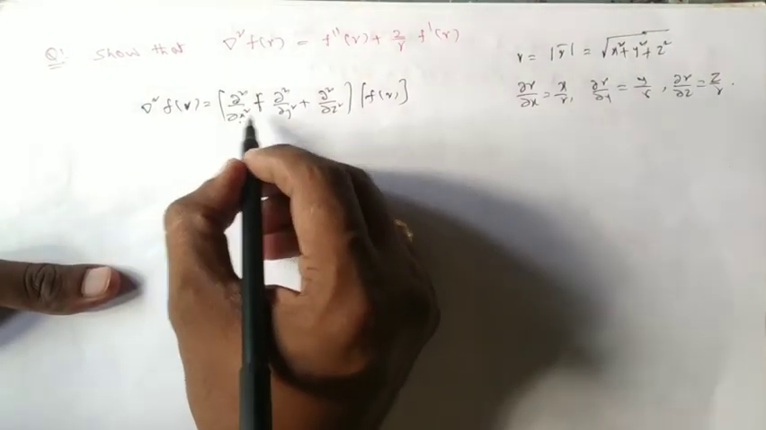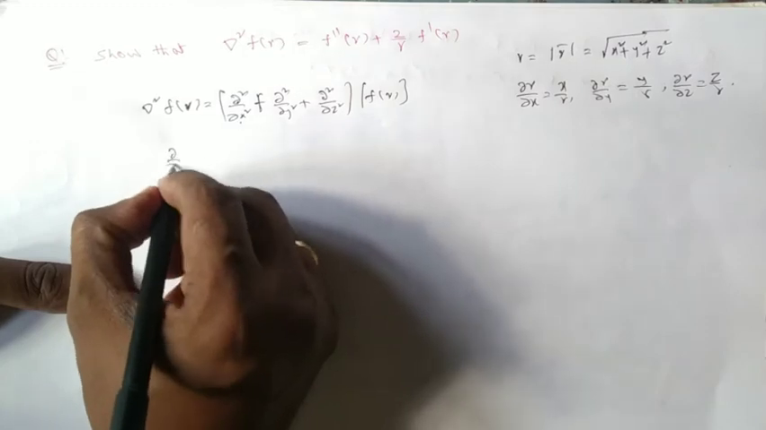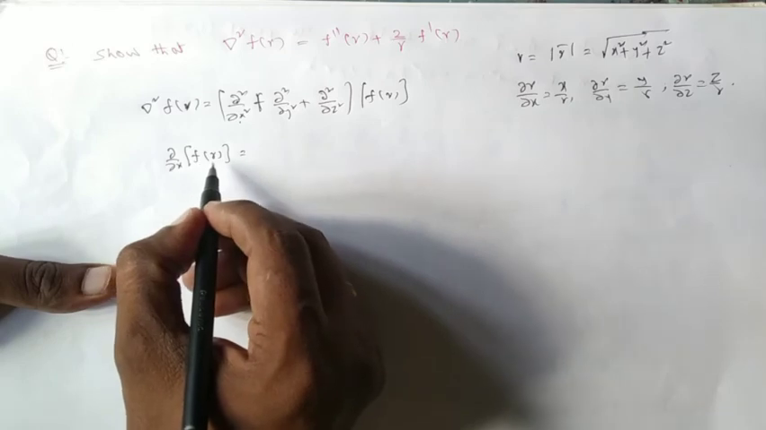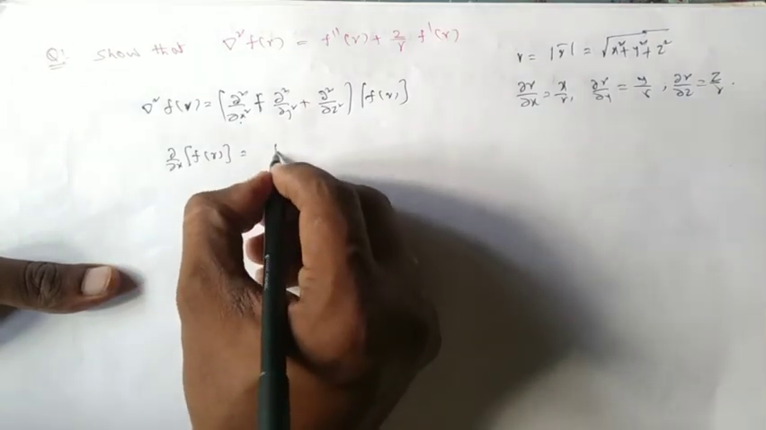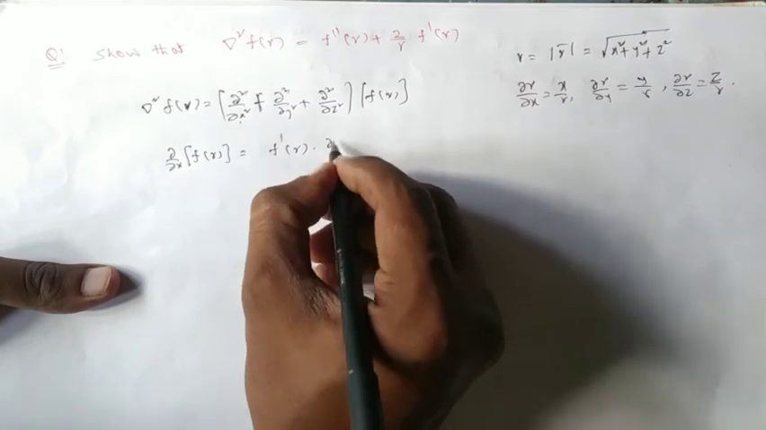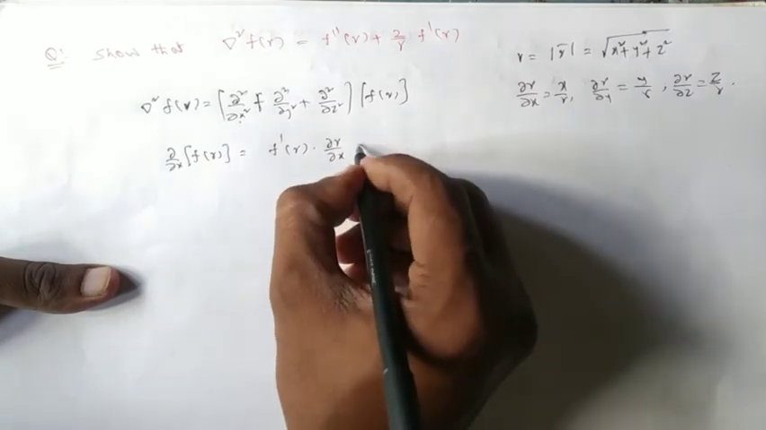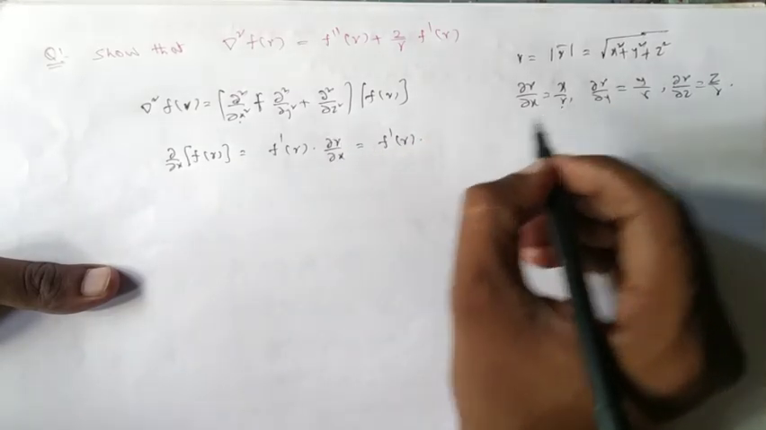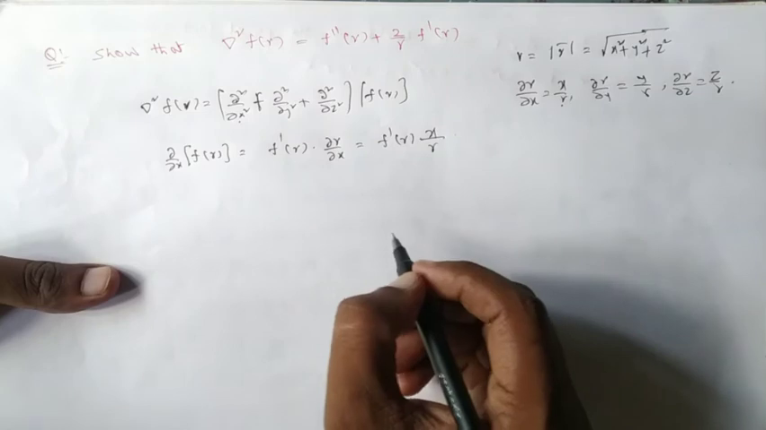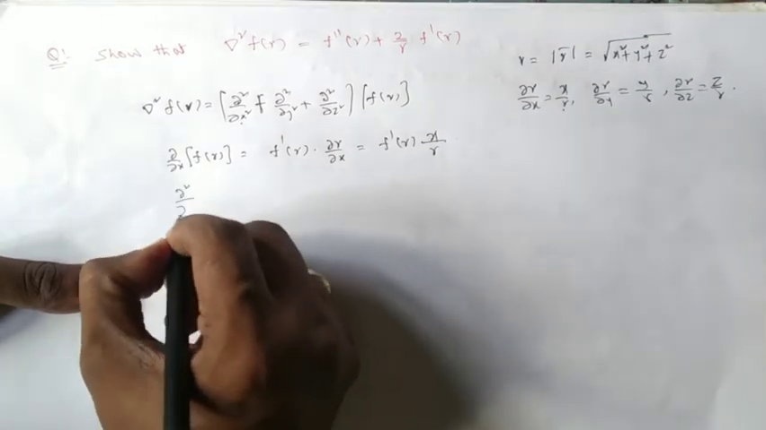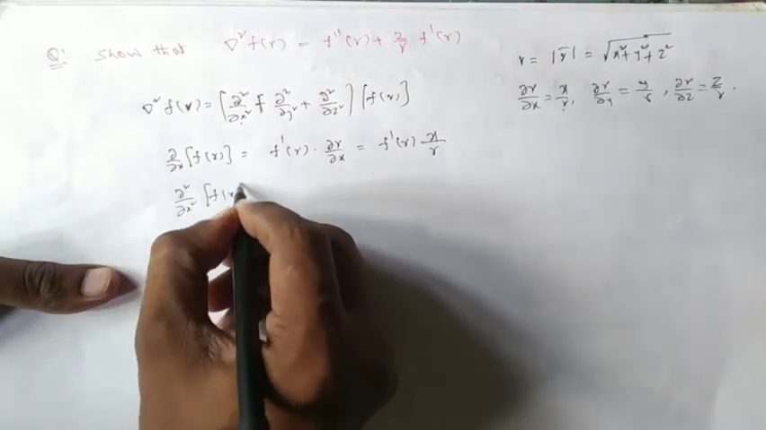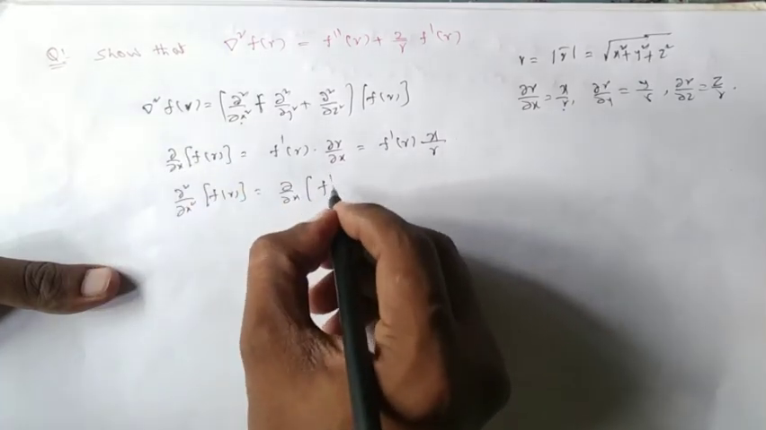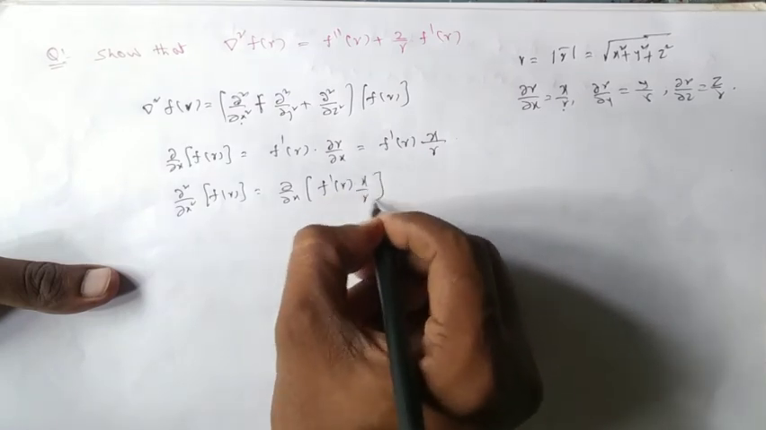So to calculate ∂²/∂x² of f(r), I should start with ∂/∂x of f(r). We don't know what the function f is on r, so it becomes the derivative of f, which is f'(r), into ∂r/∂x. ∂r/∂x is x by r, so we have f'(r) into x by r. Now I take ∂²/∂x² of f(r), which is ∂/∂x of, already calculated, f'(r) into x by r.